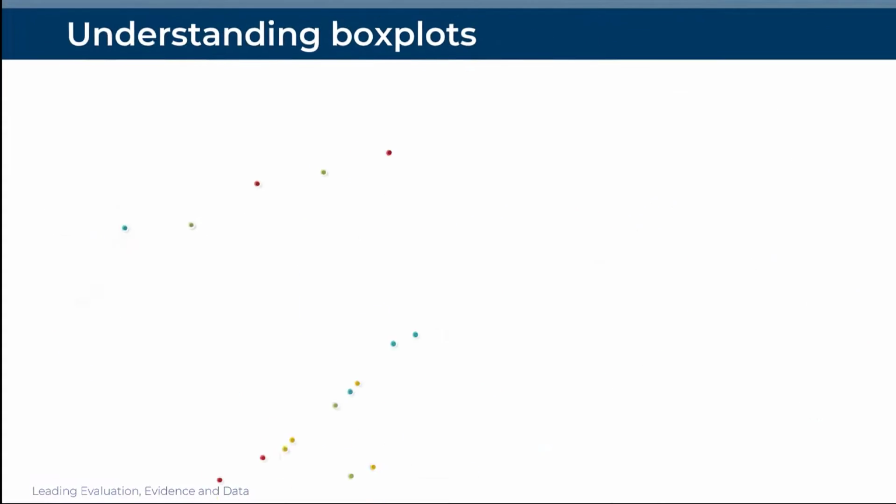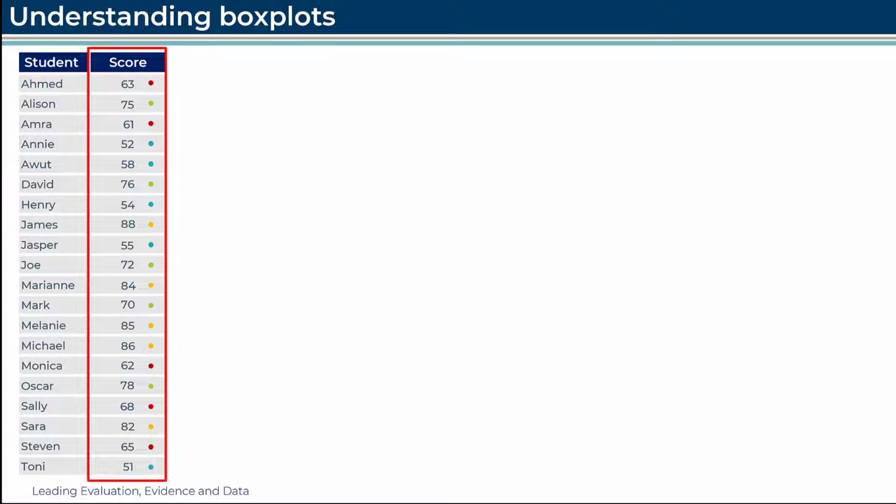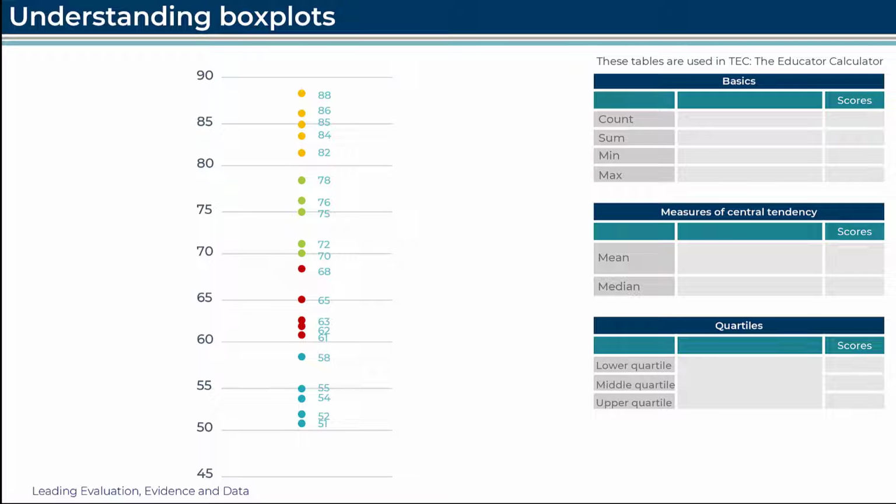To demonstrate all the components of a boxplot, we'll start with the scores. 20 student scores have been recorded in alphabetical order. These scores have then been placed in descending order and plotted on a chart. As recorded in the table on the right, there are 20 scores which total 1,385 when all added together.